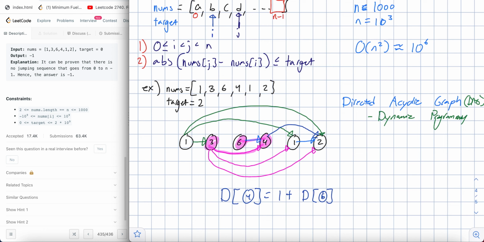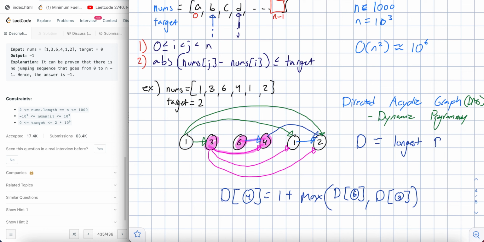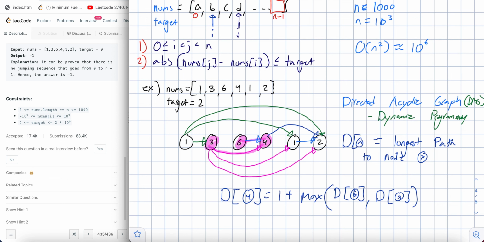the max of the solution at node 6 or the solution at node 3. The best path D is the best, so let's call D equals longest path to node X. So D of X equals the longest path to node X. So D of 4 is the longest path to node 4.